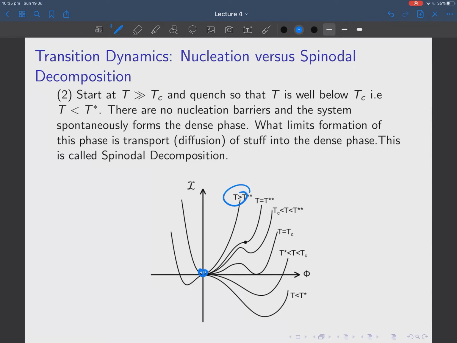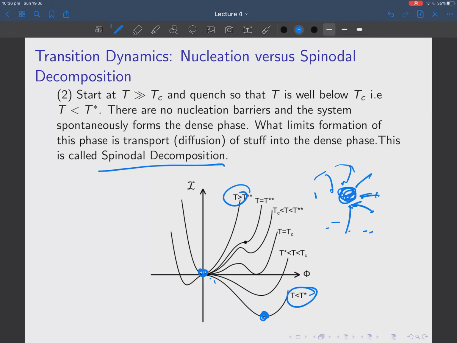There's another kind of dynamics you can do, which is you start at a high temperature and there's only one minimum, the low density minimum, and suddenly you can quench it well below the critical temperature, well below the temperature at which it will form the dense phase. And when you do that, there are no barriers to nucleation. So you cool at this temperature here. Suddenly this minimum appears, and basically the system spontaneously forms the dense phase, and the only thing which limits the dynamics here is that stuff has to diffuse into the dense phase.